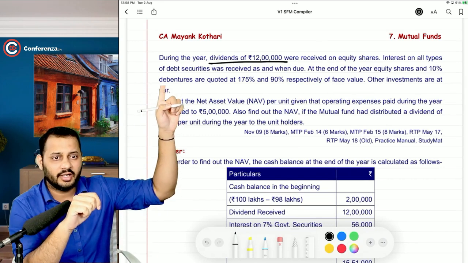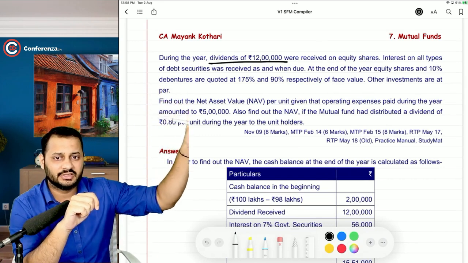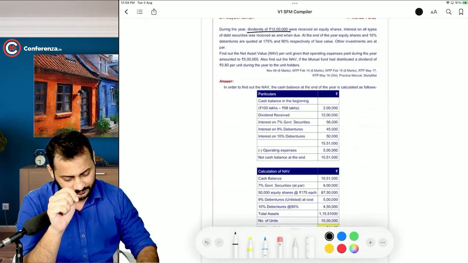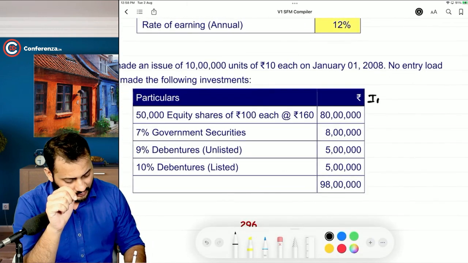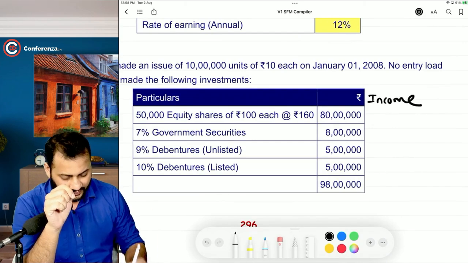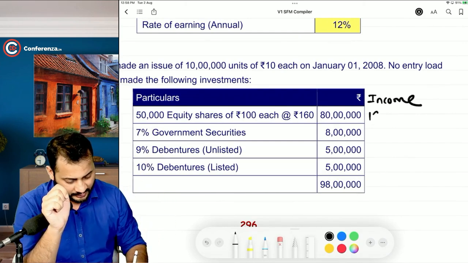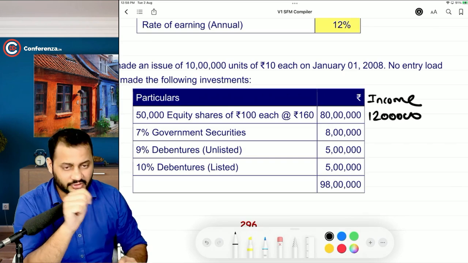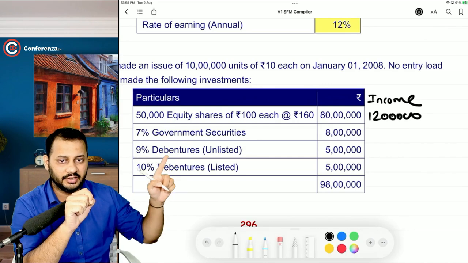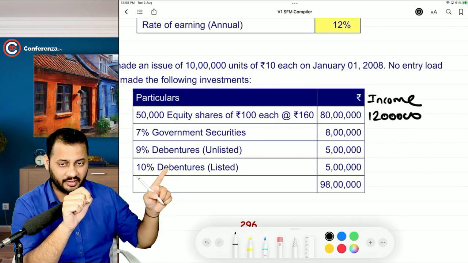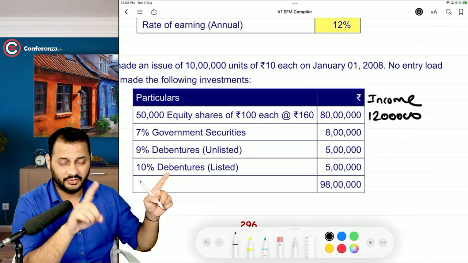Interest on all types of debt securities was received as and when due. See, if we talk about the income from every type of investment, we received 12 lakh rupees on the investment of 80 lakh rupees in the equity share. And then debentures interest and government security interest is also received as and when due.